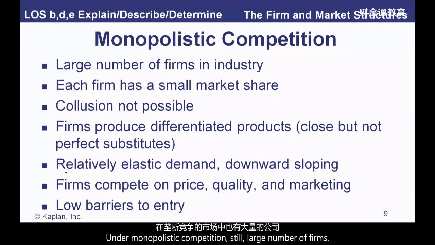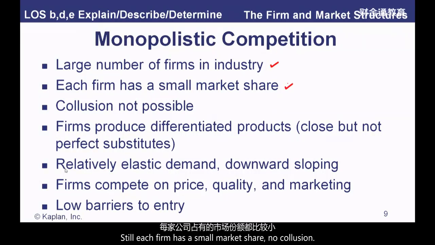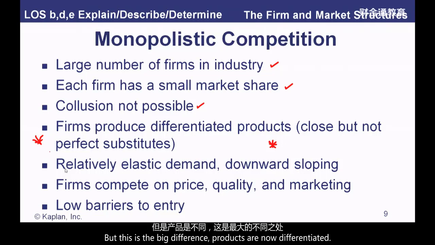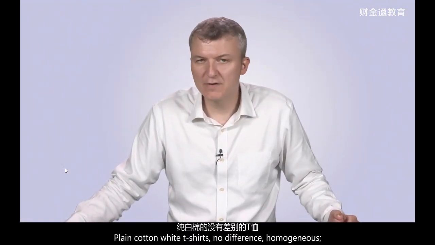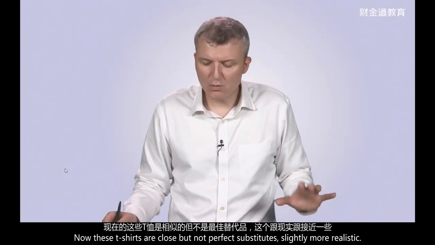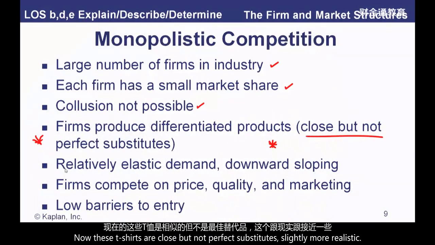Under monopolistic competition, still large number of firms, still each firm has a small market share, no collusion, all of that pretty similar to perfectly competitive markets, but this is the big difference. Products are now differentiated. Under perfect competition, my example was white t-shirts, plain cotton white t-shirts, no difference, homogeneous. Now, these t-shirts are close but not perfect substitutes, slightly more realistic.